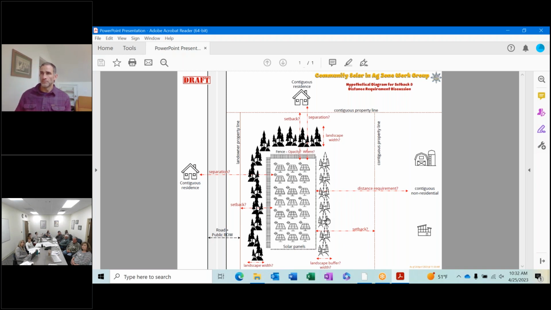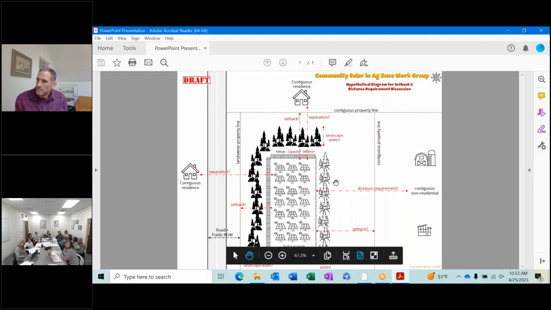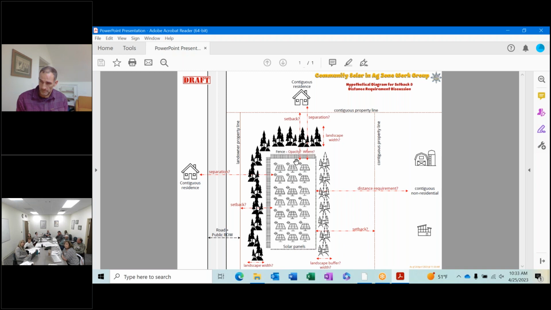The example on the left is when there's a roadway between them. The example at the top is where there's no roadway. And on the right, that's where it's a non-residential type use. So we're looking for your thoughts on those three dimensions: the width of the landscaping, the setback from the property line, and the separation from residents or non-residents.